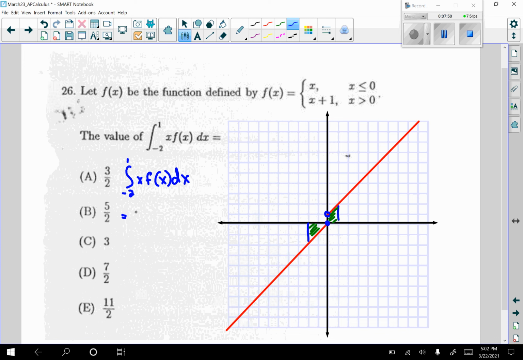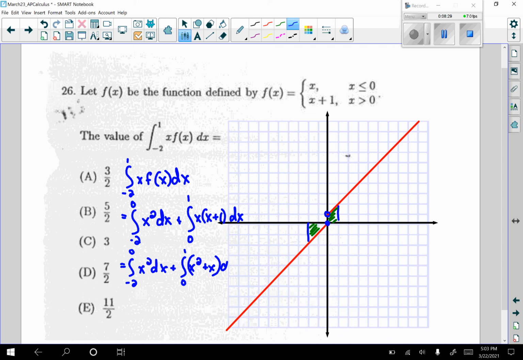is that we could split this now, the integral from -2 to 0. So the function there, whenever x is less than or equal to 0, is going to be x. So we're going to get x times x, which is x squared dx, and then plus the integral from 0 to 1. So from 0 to 1, we're using this as f of x, so it's x times a quantity x plus 1 dx. And what we could do over here is just distribute. So we get the integral from -2 to 0 of x squared dx plus the integral from 0 to 1 of x squared plus x dx.